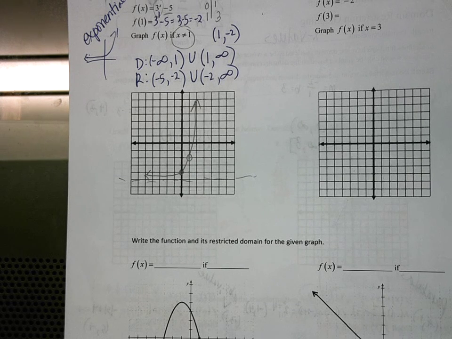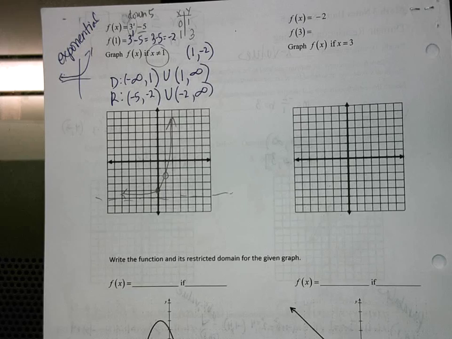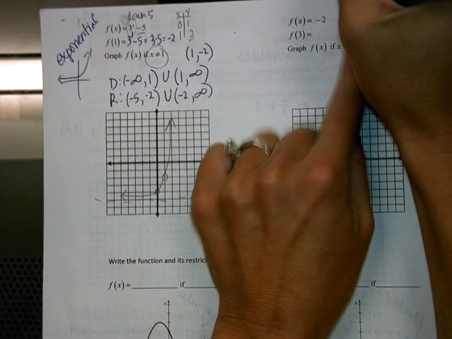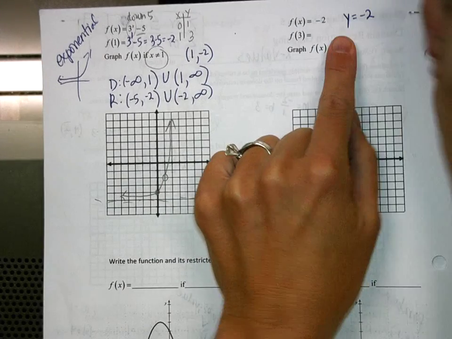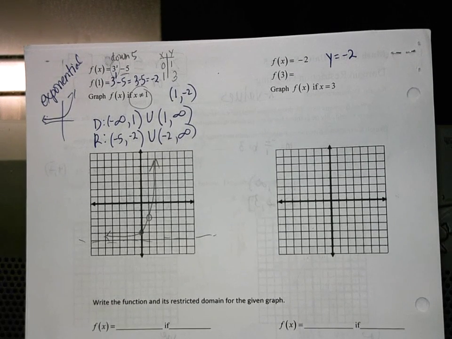Okay, next one. This says f of x equals -2. What that really means, remember, f of x is the same thing as saying y equals -2. Do you guys agree? So what kind of graph is y equals -2? It's a line. Very good. And that line is horizontal or vertical? Horizontal, going through the -2, okay?